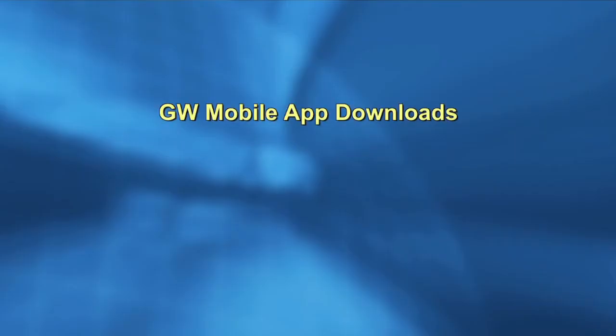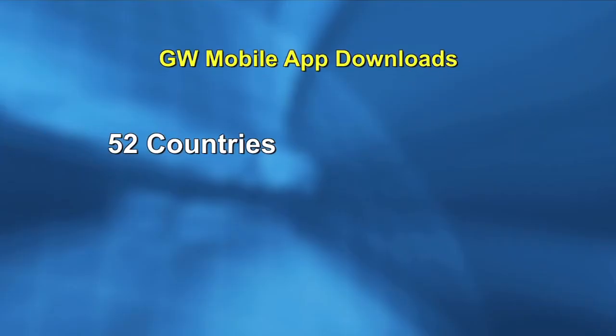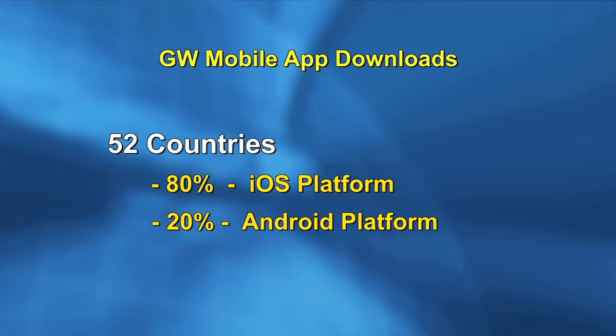Having this kind of opportunity is a phenomenal experience for any student. The GW mobile app has been downloaded over 11,000 times in the 8 months since our January public launch. It's been downloaded in 52 countries. 80% of the downloads are on the iOS platform and 20% of the downloads are on the Android platform.